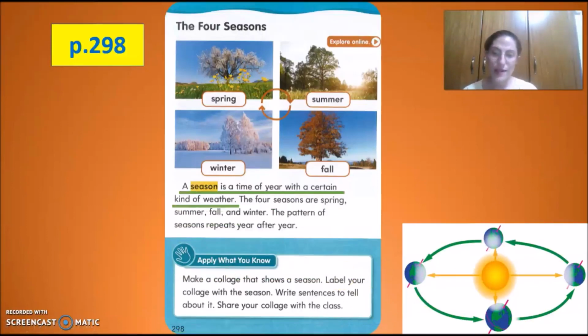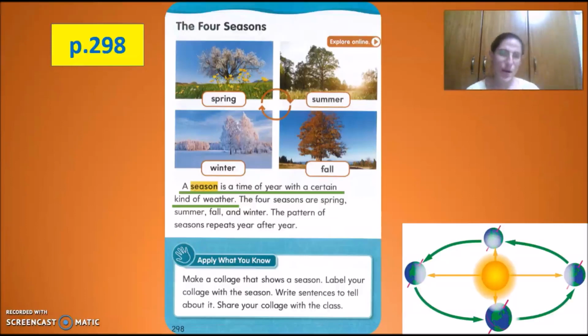So what is a season? Let's underline. A season is a time of year with a certain kind of weather. Again, a season is a time of year with a certain kind of weather. One last time: a season is a time of year with a certain kind of weather, either too hot or too cold.